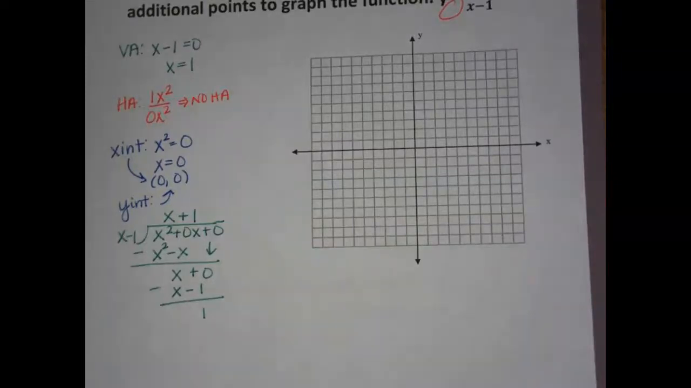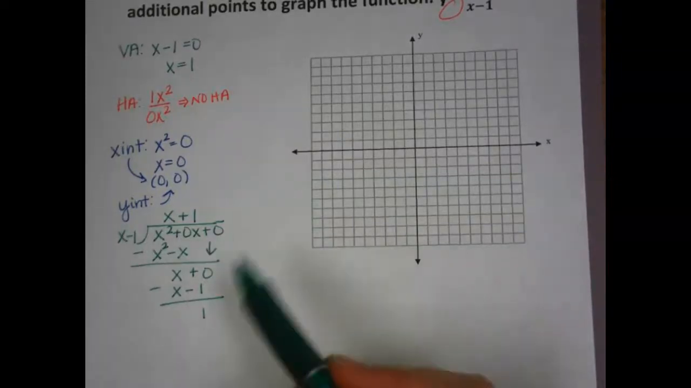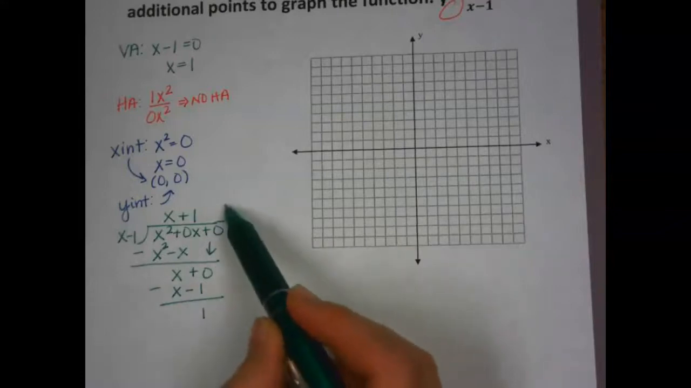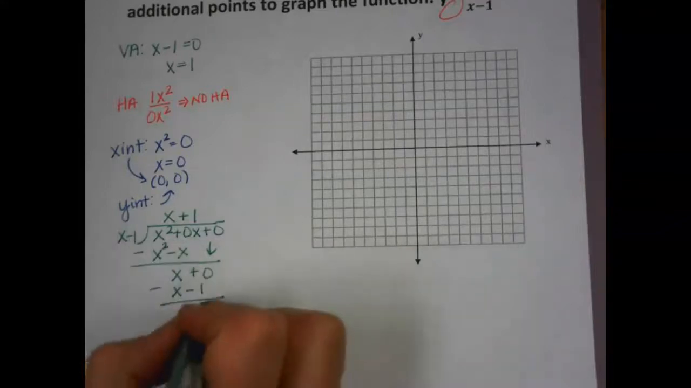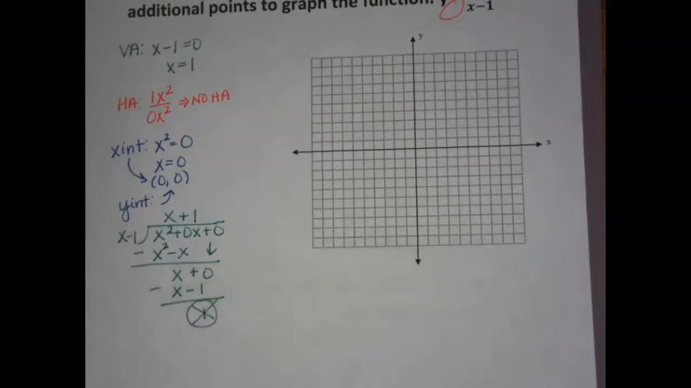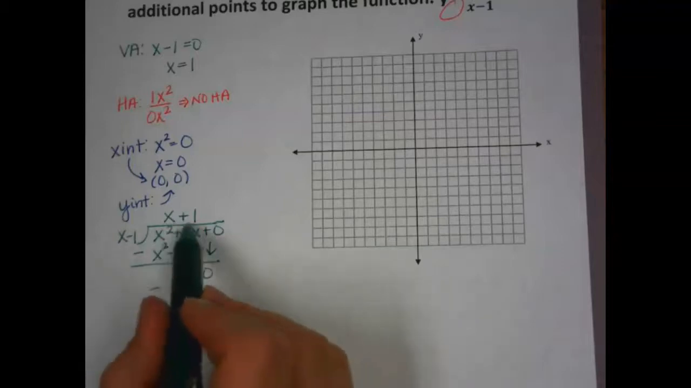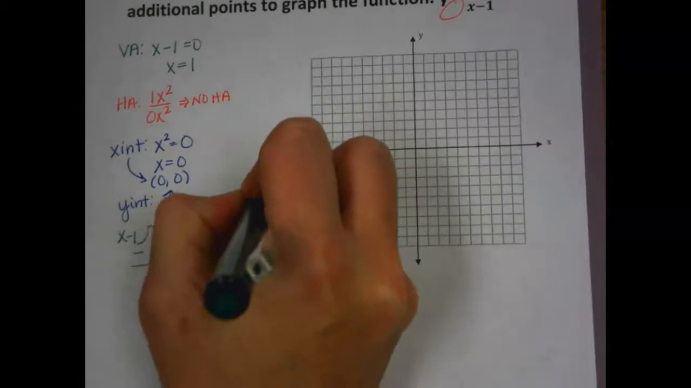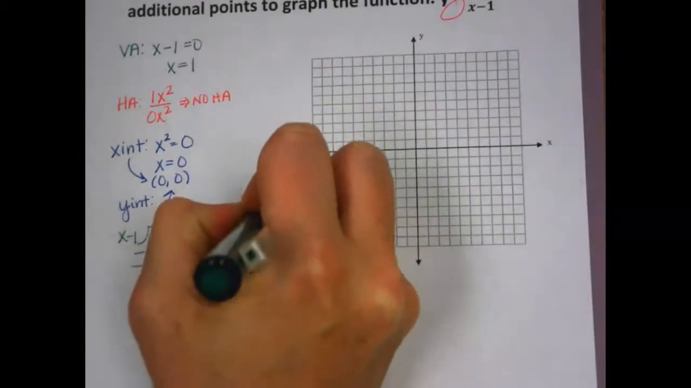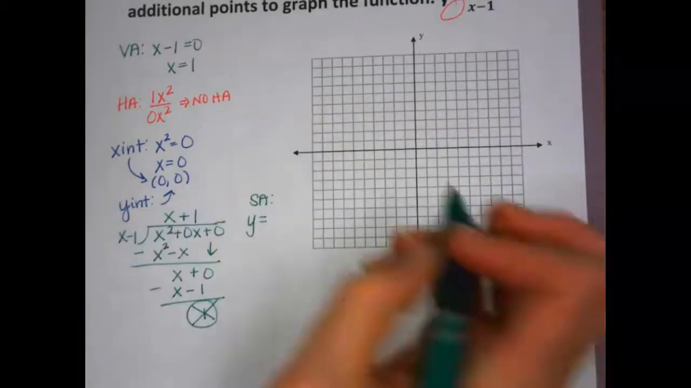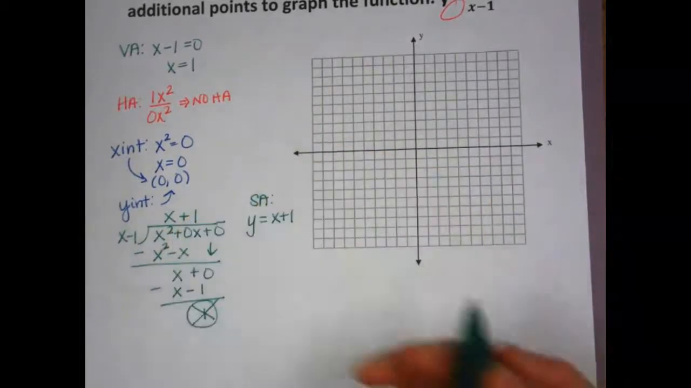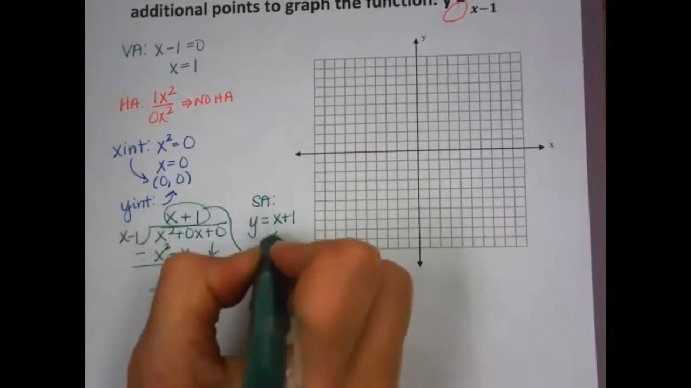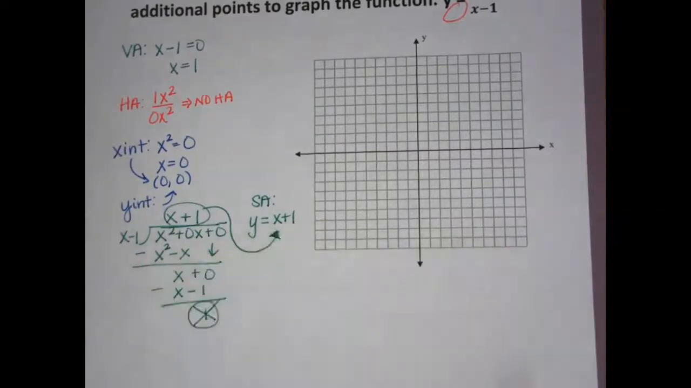Okay, so after we do the long division, normally we take the remainder and we stick it up here and we put it over what we were dividing by. Not in this case. We don't care about the remainder. So you can just cross it out. The only thing we care about is this stuff on top. We're going to take it and state our slant asymptote as y equals x plus 1. So the x plus 1 comes from this part on top, but make sure you put y equals.